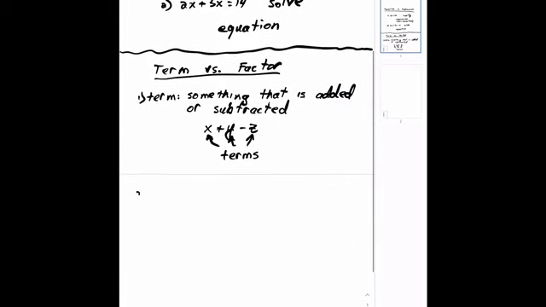Second, then, what's a factor? A factor is something that is multiplied. Not multiplied or divided, but just multiplied.